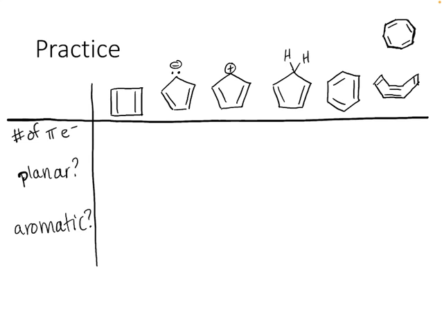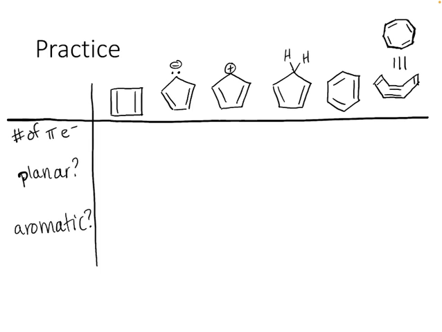Okay, so I have this chart here, and we have 6 different molecules. The one on the end I drew in 2 different ways, just so you could see what it looks like in 2 dimensions and then in 3 dimensions. And we're just going to go through each molecule and ask how many pi electrons it has, if it's planar, and then we're going to determine is it aromatic, non-aromatic, or anti-aromatic. So let's just go over the first one together, and then we'll pause the video so you can try the other ones on your own, and then we'll go over those together in a bit. All right, so let's start with the first one.